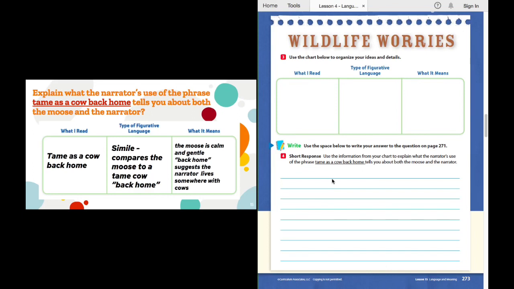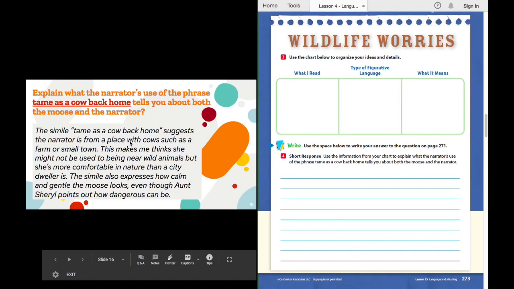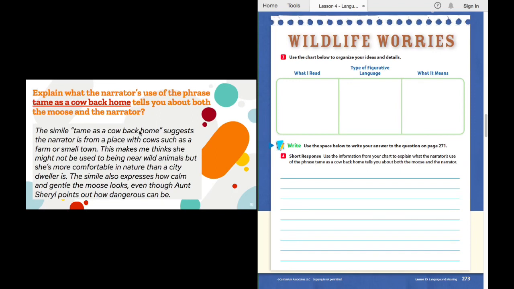So use the information from your chart, this is my chart, to explain what the author's use of the phrase tame as a cow back home. So the simile tame as a cow back home suggests the narrator is from a place with cows such as a farm or a small town. This makes me think that she might be used to being near animals, and she's more comfortable in nature than a city dweller is. This simile also expresses how calm and gentle the moose looks, even though Aunt Cheryl points out how dangerous it can be. Because I learned that the moose is calm and gentle, which is kind of deceiving, right? And the narrator is probably comfortable because it says tame as a cow back home. This back home is really what made you think that the narrator is probably comfortable around animals.